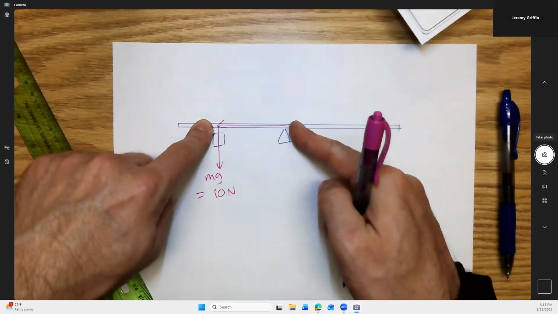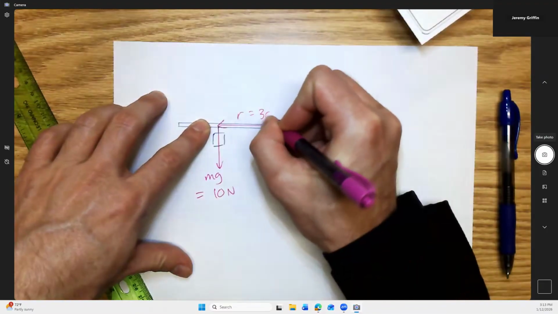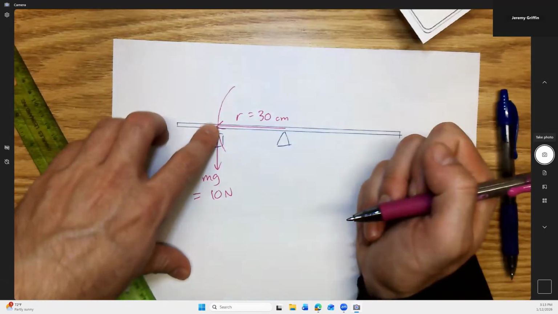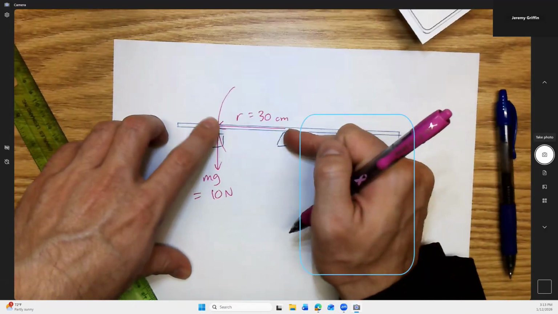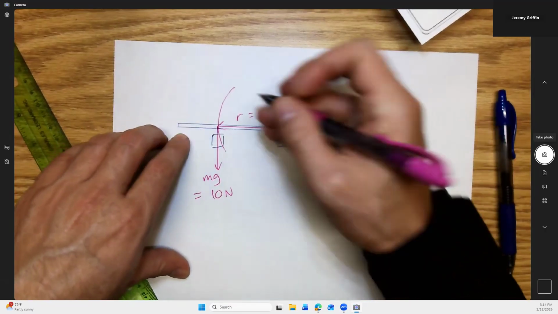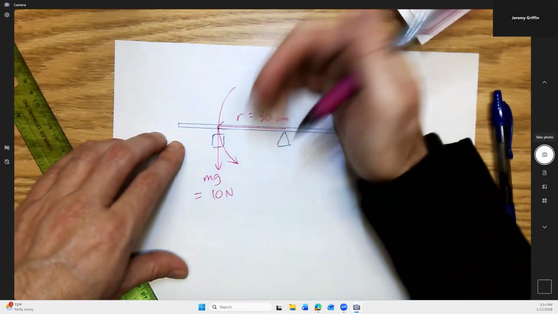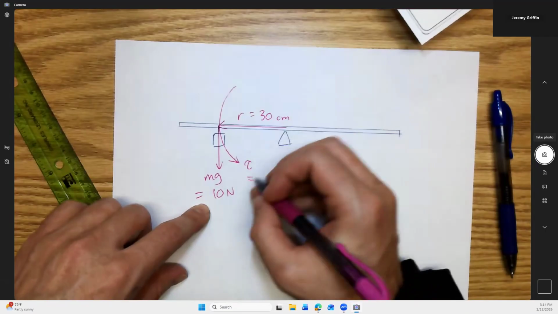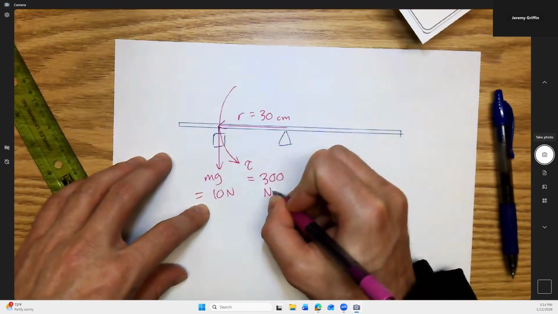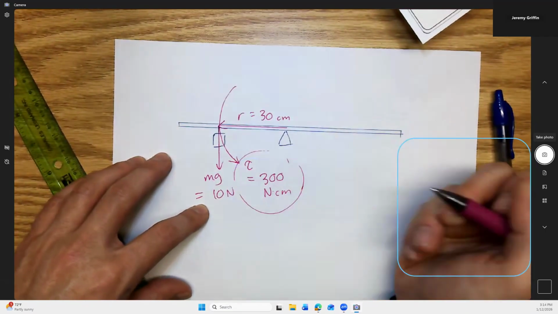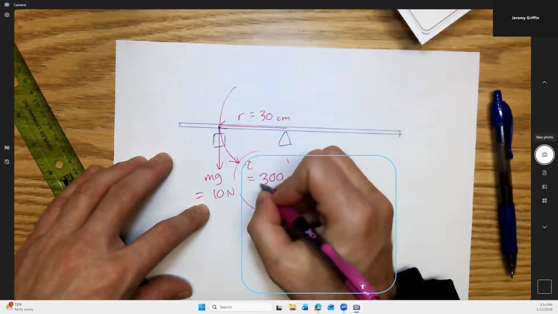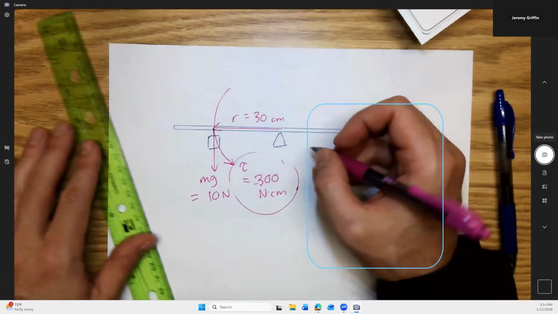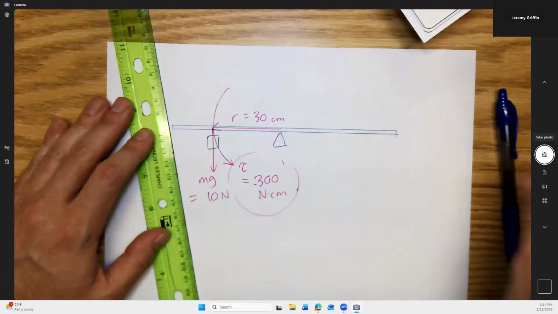Was this 30 centimeters? I think R equals 30 centimeters. Is it at the 20 mark? Yeah, so 50 minus 20. That's where I'm getting 30, right? So that's resulting in this torque of R cross F. Is that 30 times 10? Is that 300 Newton centimeters? And that's clockwise. A lot of times you call it negative for clockwise. But now I'm going to have a weight that's 3 times as much.